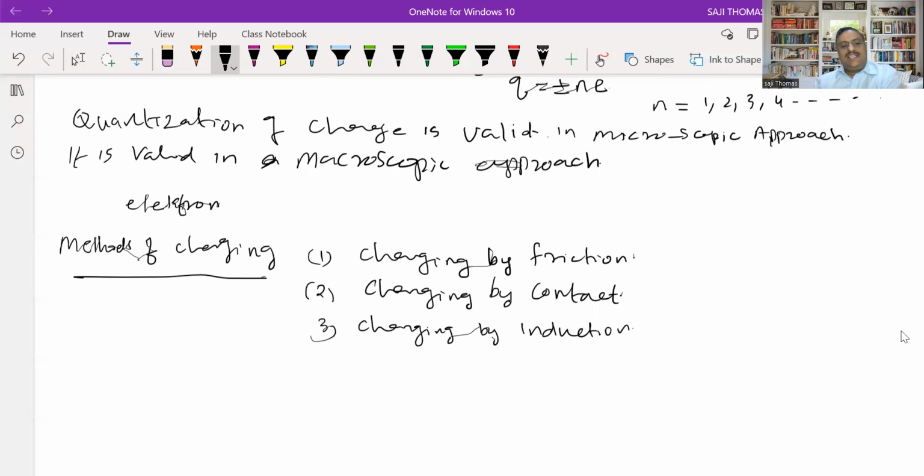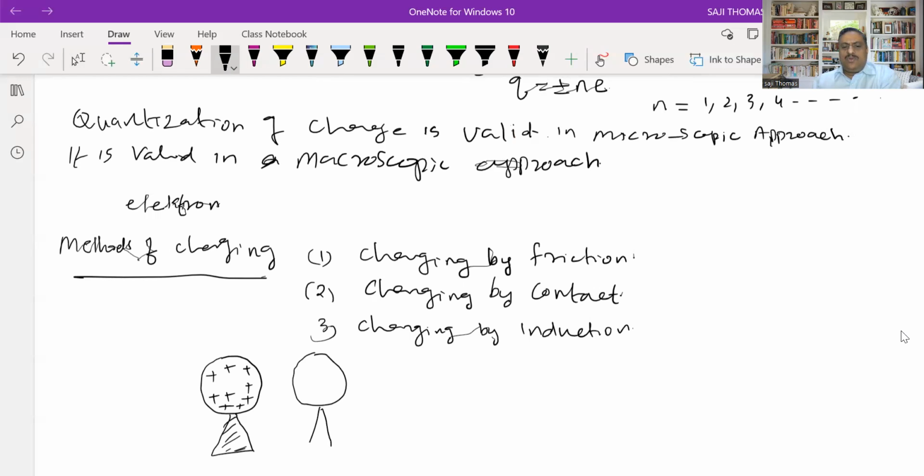What is induction? You take a positively charged object. This is a metal sphere, and I gave a positive charge on it. It is kept on an insulating stand. Insulating stand means charge should not be lost to the earth. That is why. If you keep another uncharged sphere, or you can consider any two bodies, okay?